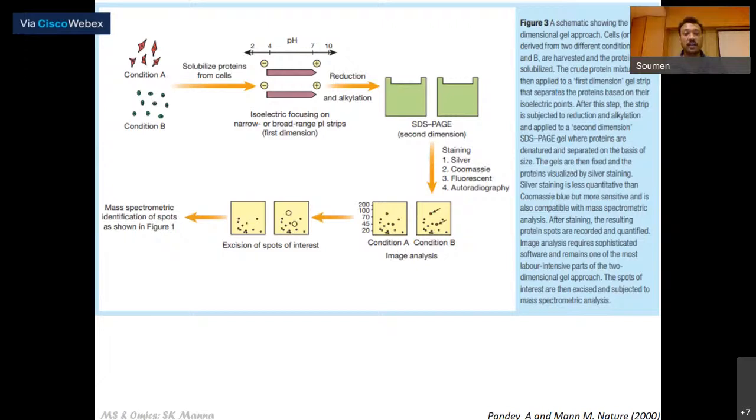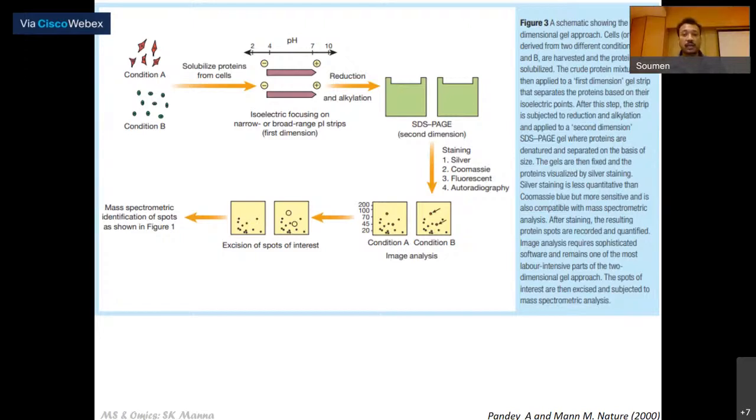So just to give it as a schematic, you have, let's say, two conditions. You extract and solubilize proteins from, let's say, these cells, and then you can separate them by some sort of gel electrophoresis: on one dimension, SDS-PAGE, and on another dimension, isoelectric focusing, which is dependent on the PI. This is called 2D gel, where one dimension is according to the molecular weight and another dimension is according to PI.